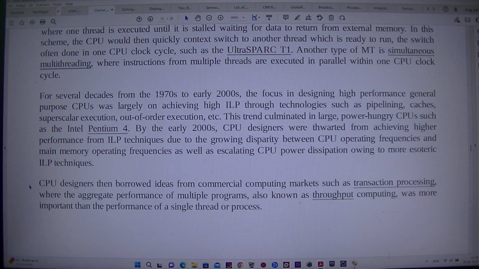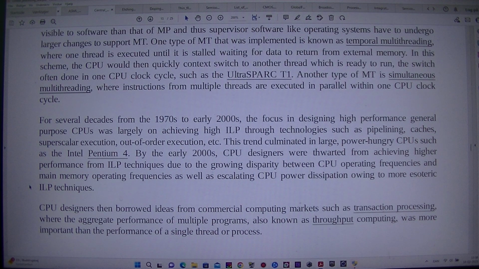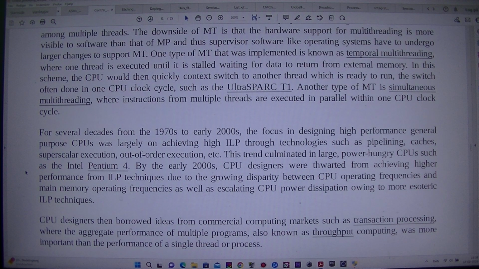For several decades, from the 1970s to the early 2000s, the focus in designing high-performance general-purpose CPUs was largely on achieving high ILP through technologies such as pipelining, caches, superscalar execution, out-of-order execution, etc. This trend culminated in large, power-hungry CPUs such as the Intel Pentium 4.